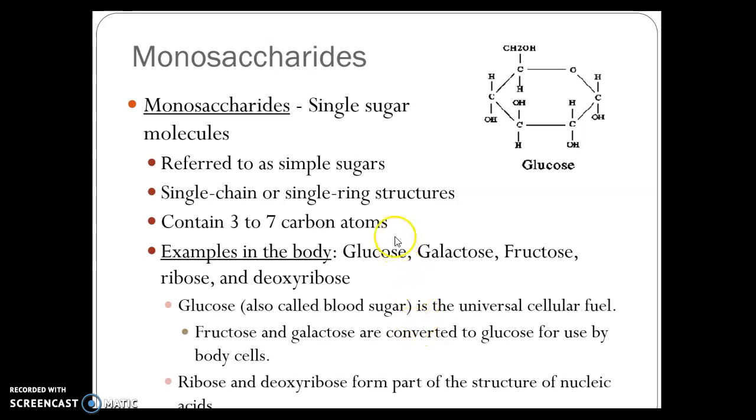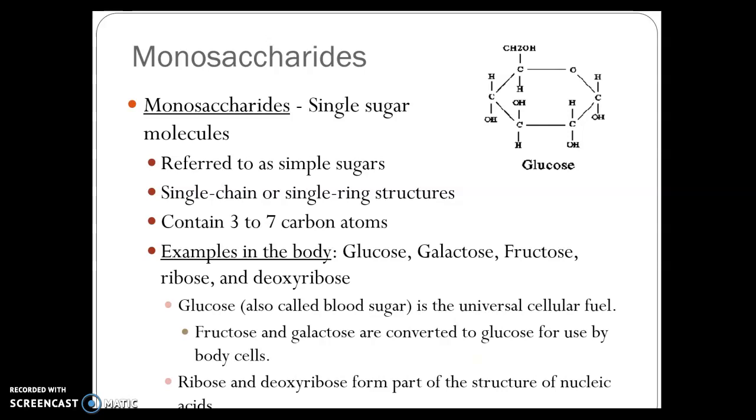So sugars are carbohydrates. Monosaccharides are single sugar molecules. Like glucose is a single sugar molecule. That's a monosaccharide. Galactose is another. Fructose, ribose, deoxyribose. Those are all single sugar molecules, and they're called monosaccharides. They have about 3 to 7 carbon atoms in them, and these can join with each other to make disaccharides.